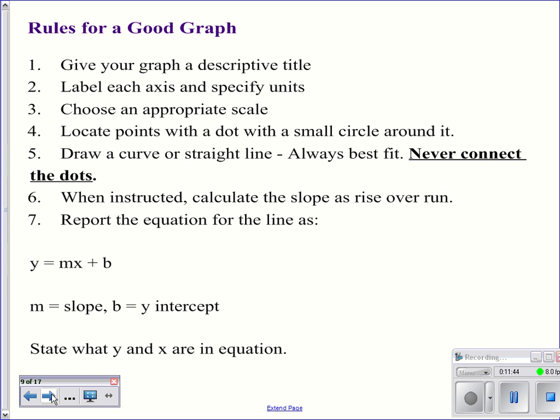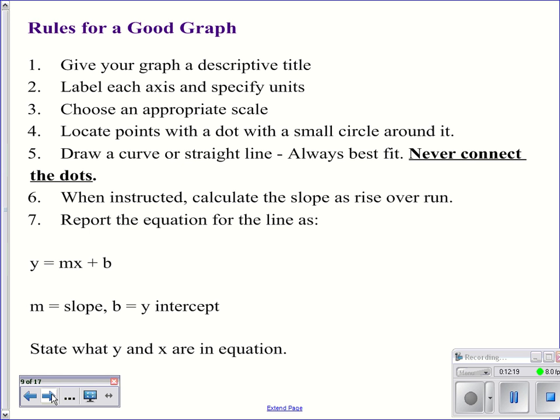Okay, so we've got these rules for a good graph. You are going to do a lab on this tomorrow. When I look at my grading rubric and start grading those labs, because you're going to have to graph some things in your lab, I'm going to go through and check all of these things. You will get points off if you don't have a title, some sort of descriptive title like density of whatever. If you don't label your axes, if you don't specify the units for those variables, you will get points off each time. So all of those graphs have to have that done.